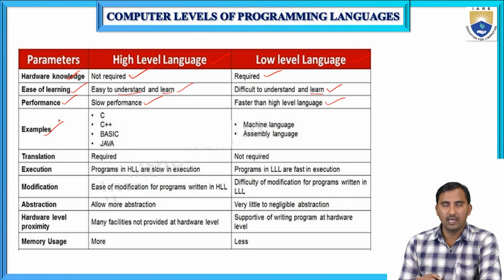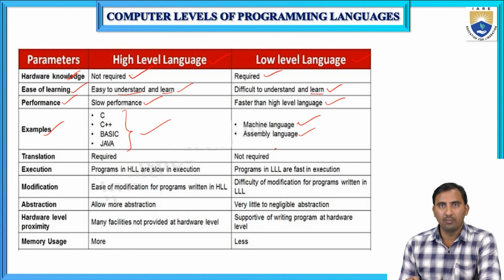And examples of the high level language are C, C++, Java, SQL, Visual Basic. So these are all different examples of the high level language. And the low level languages are machine language and assembly language. So these are the different examples of the low level language.